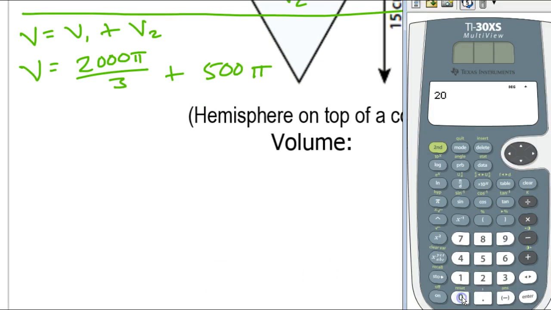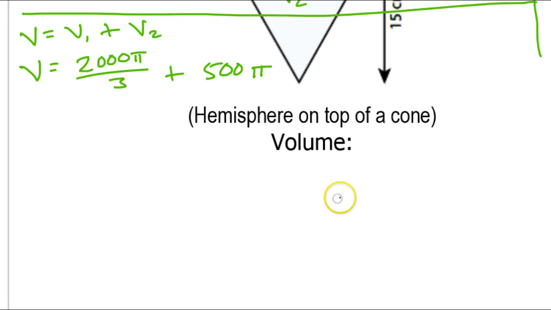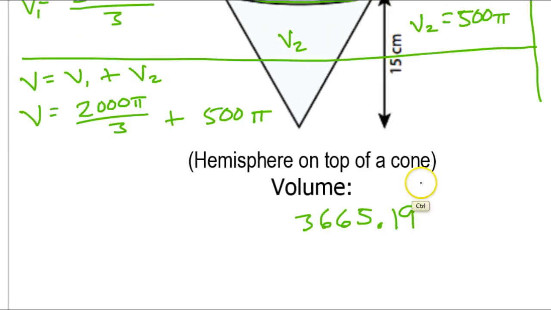So 2,000 pi over 3 plus 500 pi. So that is 3,665.19. Okay, and that's going to be cubic centimeters.